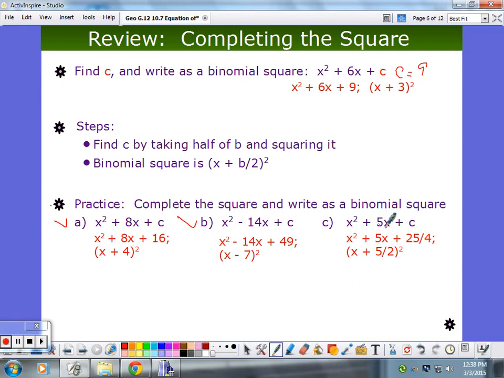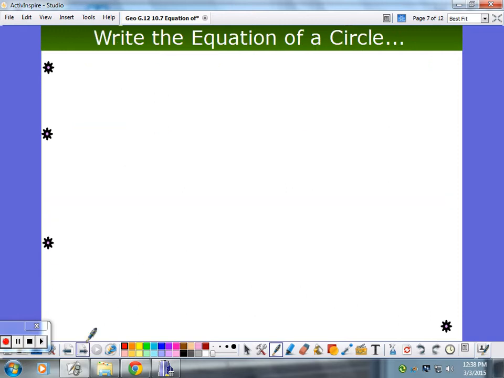This one, it's an odd number. Please keep them as fractions. It's easier if they're fractions because half of 5 is just 5 halves. Square that, we get 25 fourths. I don't need to make this 2.5 and figure out what 2.5 squared is. Just put that there. And then it's x plus 5 halves squared. I think it's easier keeping it a fraction. But are there questions on this? You're good? Great news. Okay.